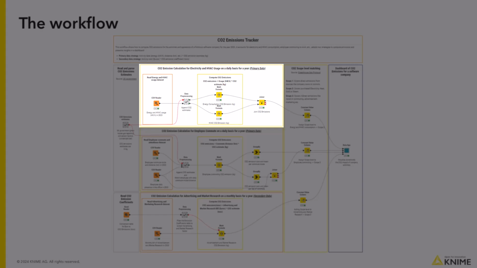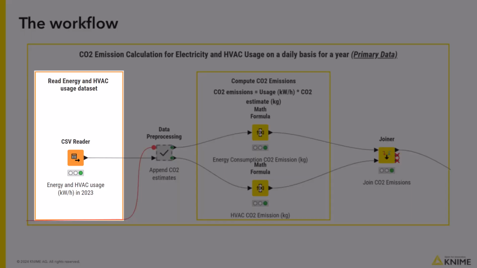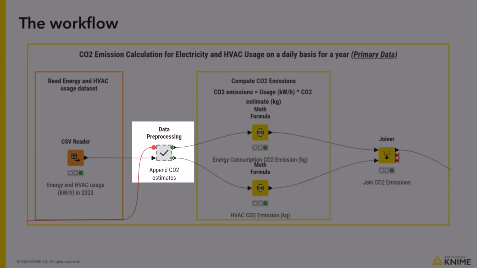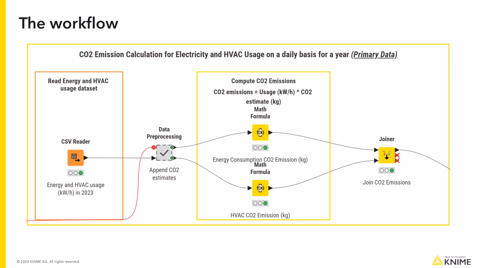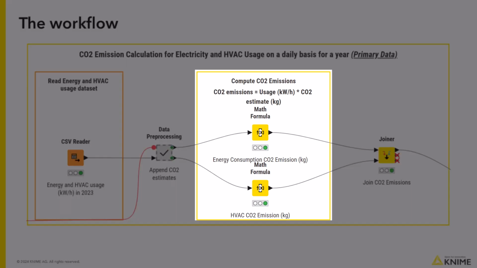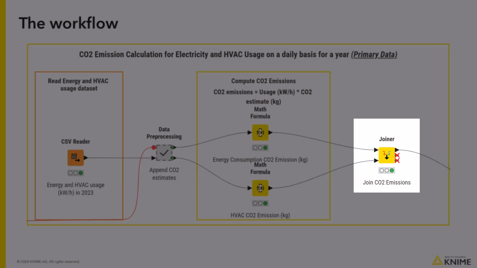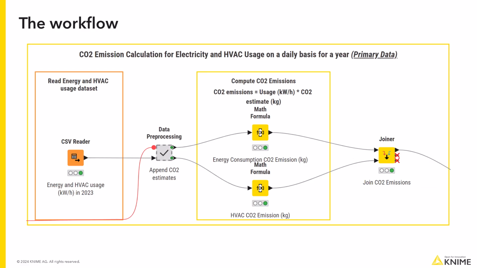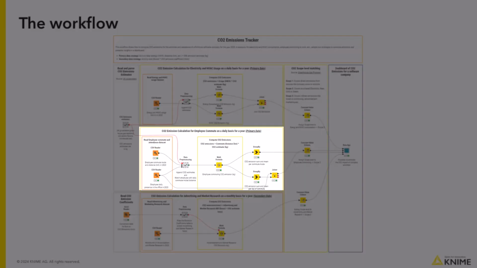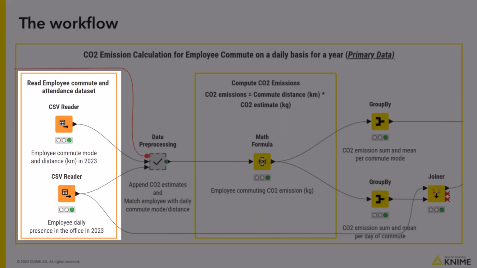Next, we read the energy and HVAC consumption dataset. In the data pre-processing meta node, we match the CO2 emission estimates for electricity and HVAC with their respective activity. Using the math formula node, we compute the total CO2 emissions for the 2 sources and join the resulting tables back together.